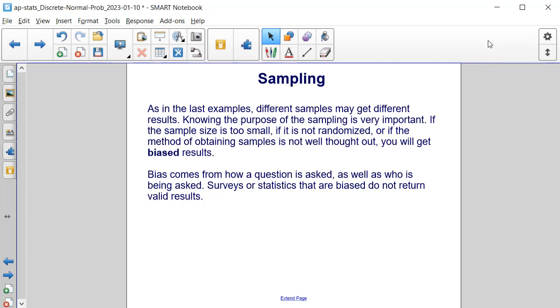As in the last examples, different samples may get different results. Knowing the purpose of the sampling is very important. If the sample size is too small, if it is not randomized, or if the method of obtaining samples is not well thought out, you will get biased results. Bias comes from how a question is asked, as well as who is being asked. Surveys or statistics that are biased do not return valid results.